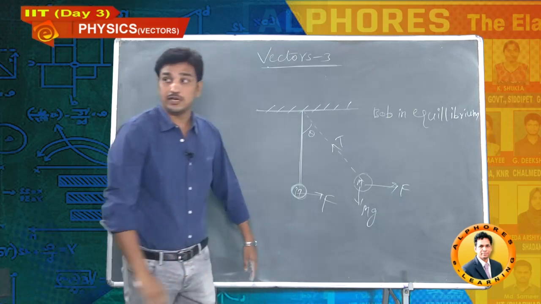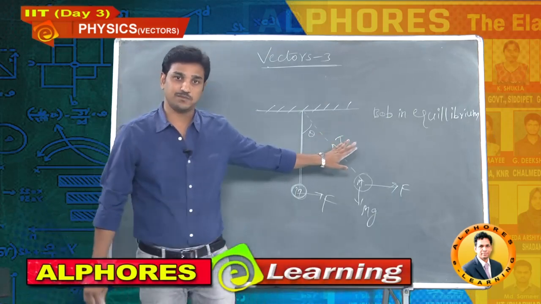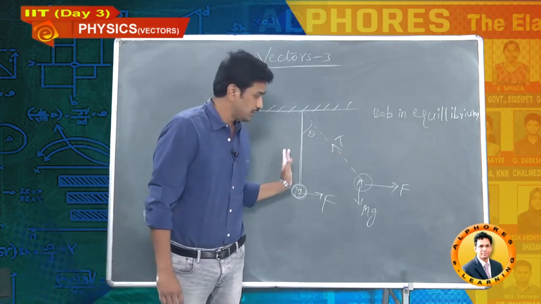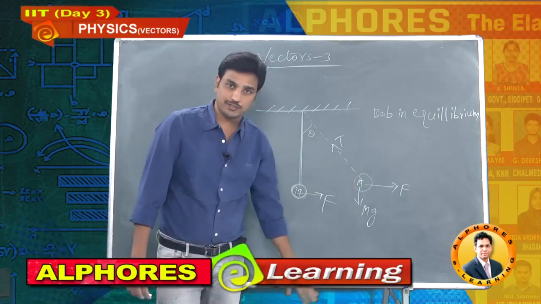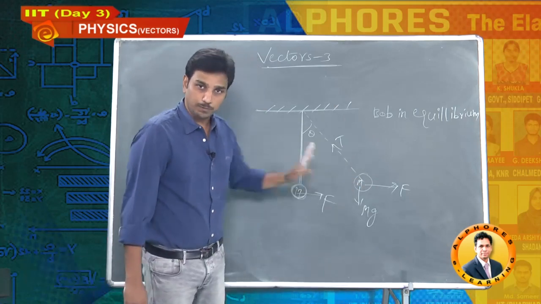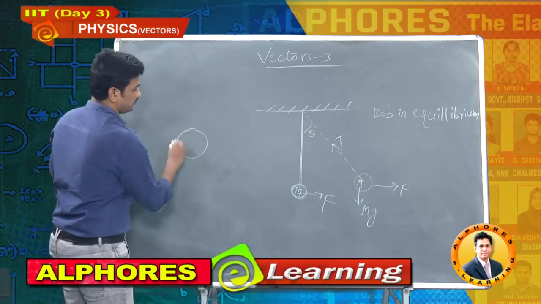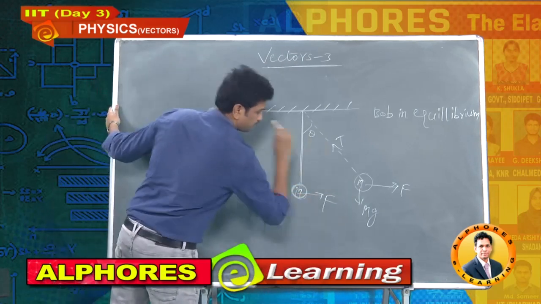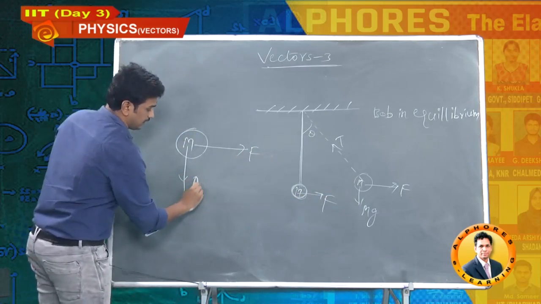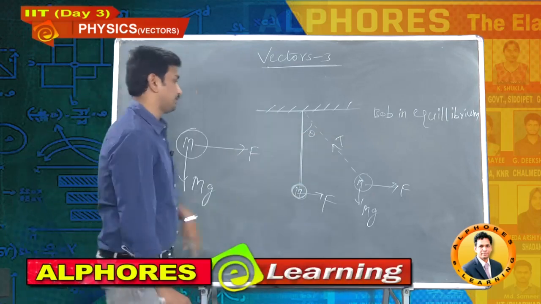What is the meaning of equilibrium? Just now we discussed: equilibrium means the total force acting on the substance is 0. Horizontal force is balanced, vertical force is balanced, then the total force acting on this solid substance is 0. Now, here we will see that. m, F, mg, weight always acting in the vertically downward direction.